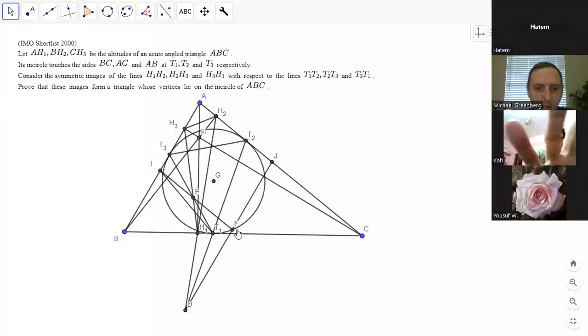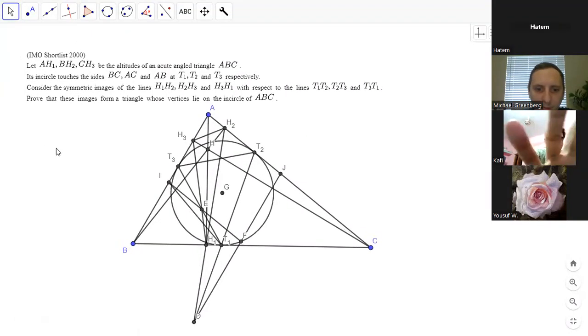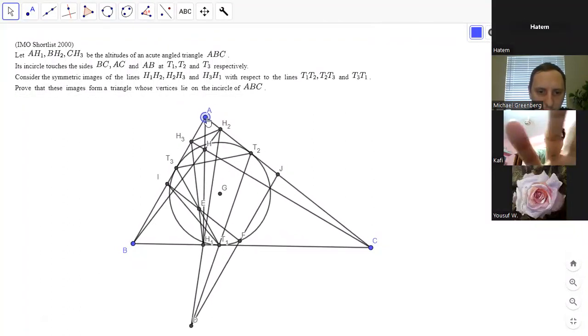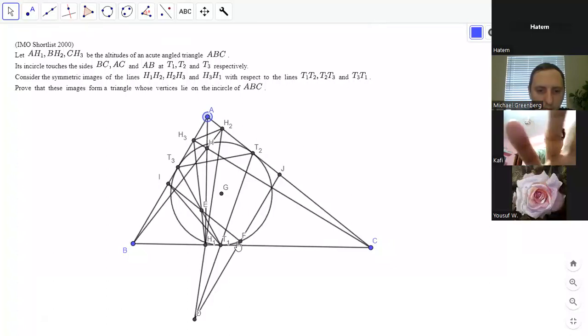Yeah, so it looks like T1 and F are reflections across AG. I don't know why that's true, but it looks like it's true. So maybe it's better to define F that way, reflect T1 over AG, and then we want to show that I, E, and that point are collinear. That's probably an easier way to do it, right?